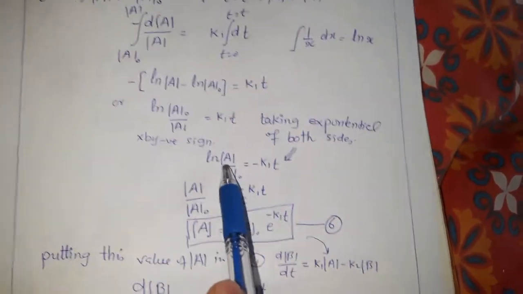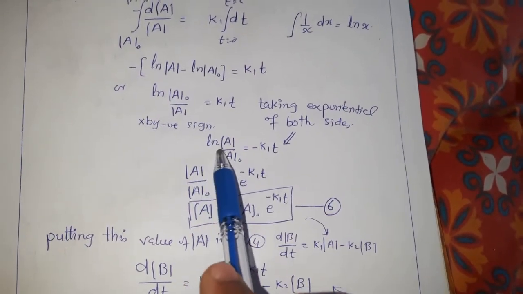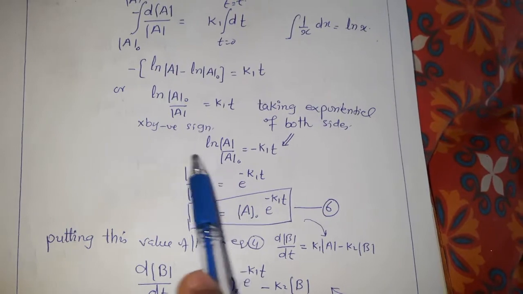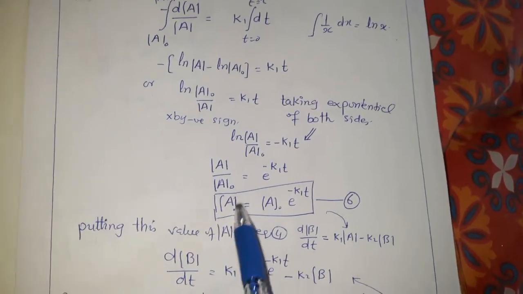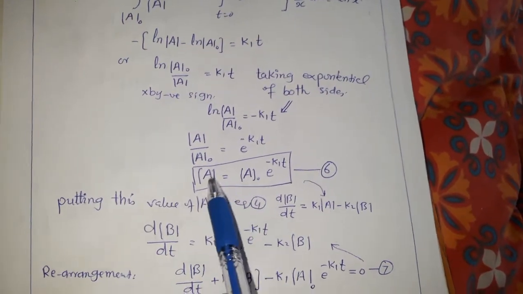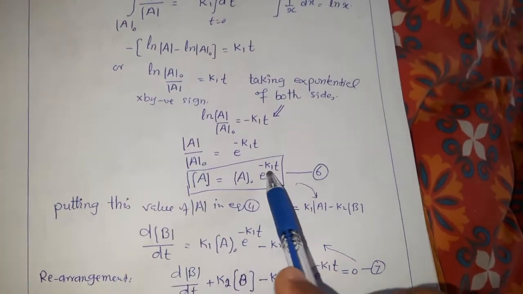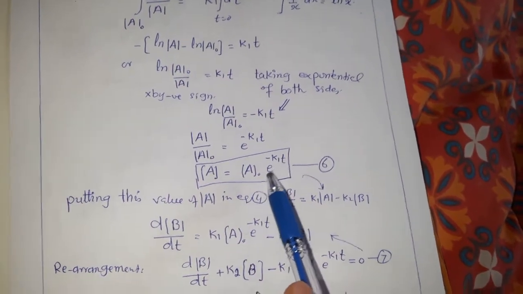Now we have this equation. This is the same equation. After rearranging, we have to solve this log term by taking the exponential. So taking the exponential, we get this. From this we can calculate. This equation is solved for the concentration of A and the rate constant for the first step.